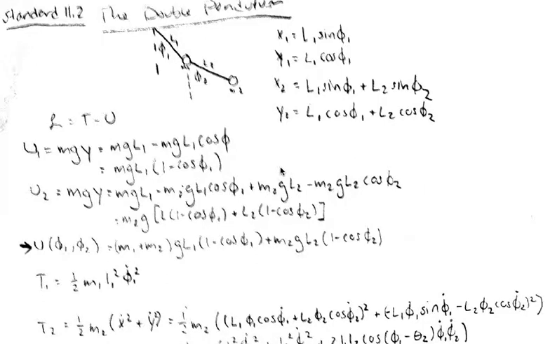Standard 11.2, which reads, I can use the Lagrangian formalism to derive angle as a function of time for a double pendulum. So the Lagrangian is kinetic minus potential. If you look at our double pendulum, we have the first pendulum with length L1, angle phi1, and mass m1, which has the second pendulum with length L2, angle phi2, mass m2 attached to it.